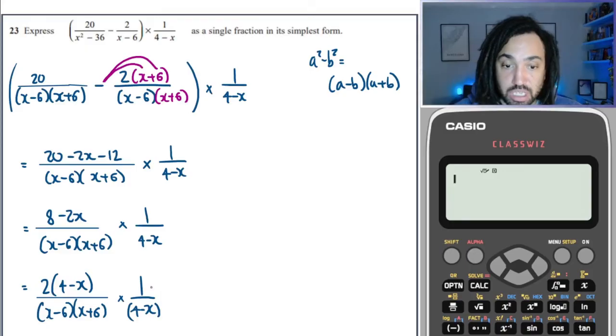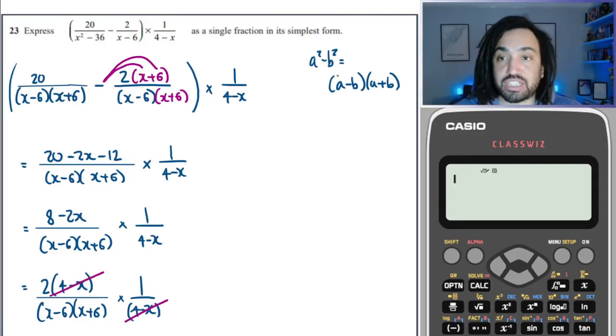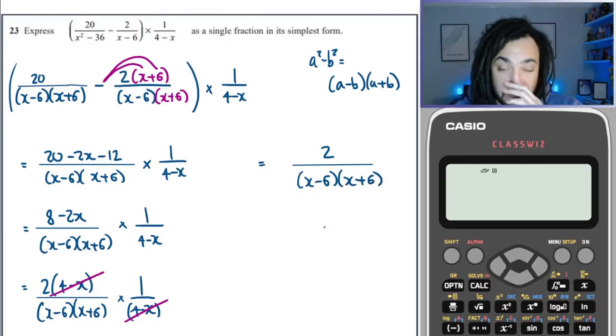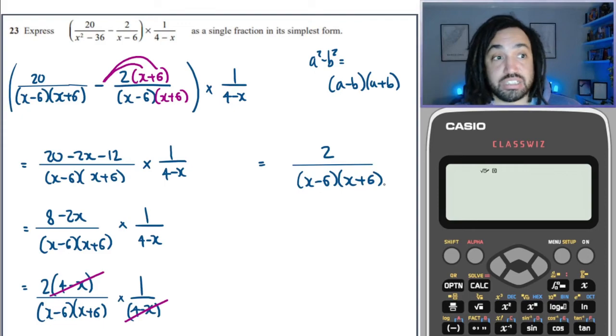So because the numerators are going to be times and the denominators are going to be times, they all become glued together by multiplication. So this is a factor of the top and this is a factor of the bottom, so they can go. So overall, now we just have 2 on top, because 2 times 1 is 2. And we have x minus 6, x plus 6. And that is good. You could expand out the denominator if you wanted to, but factors are your friend, so keep it factorised.